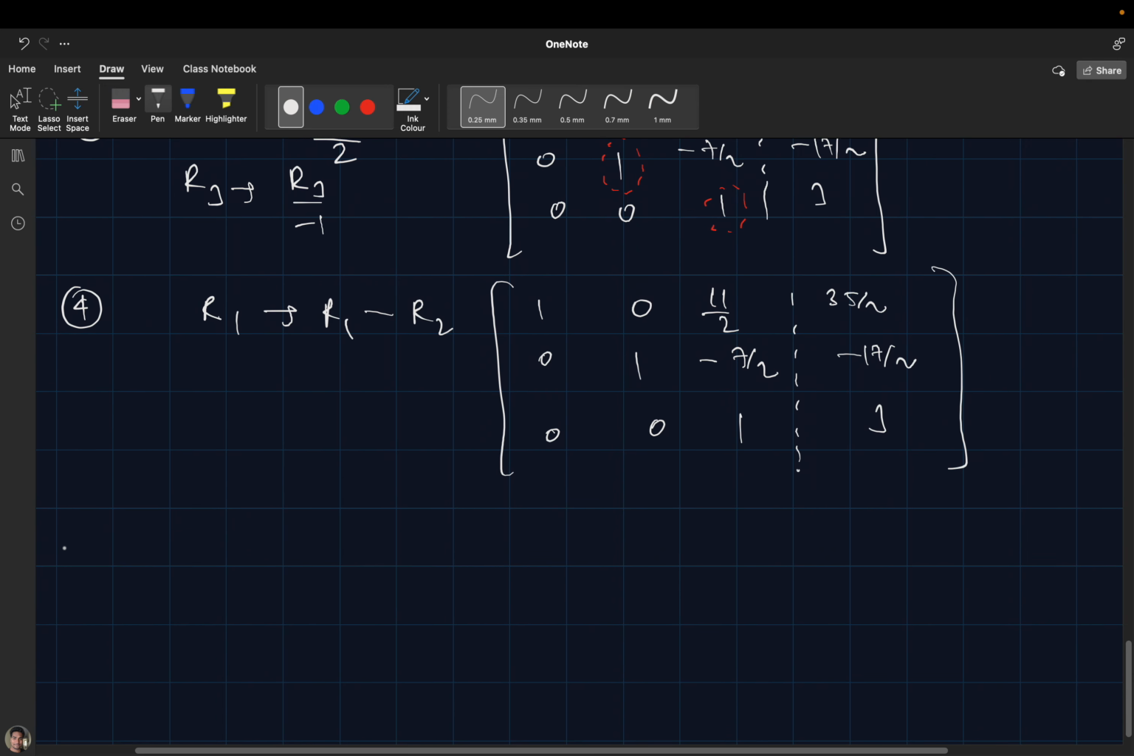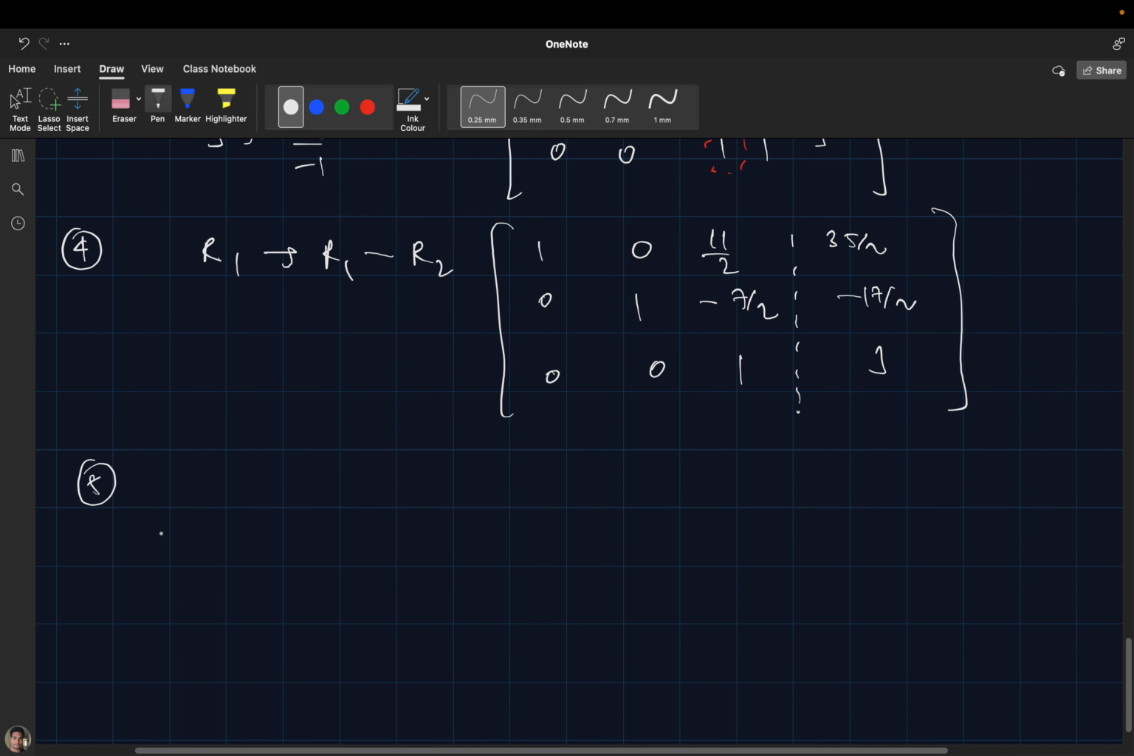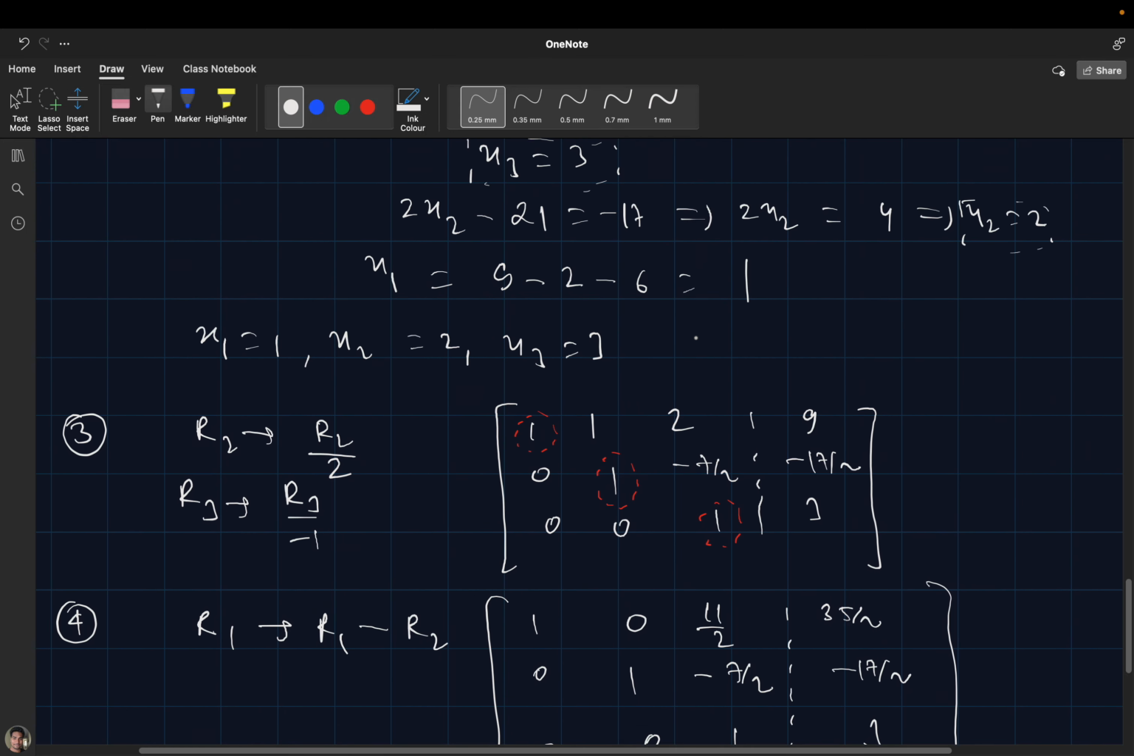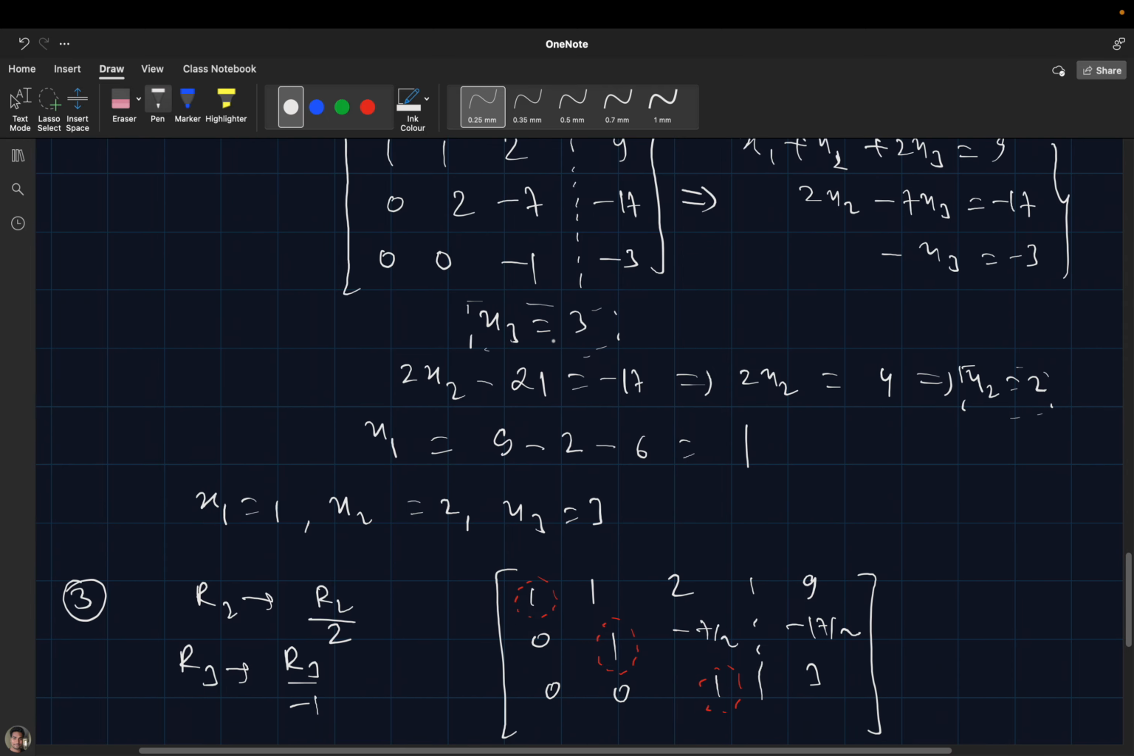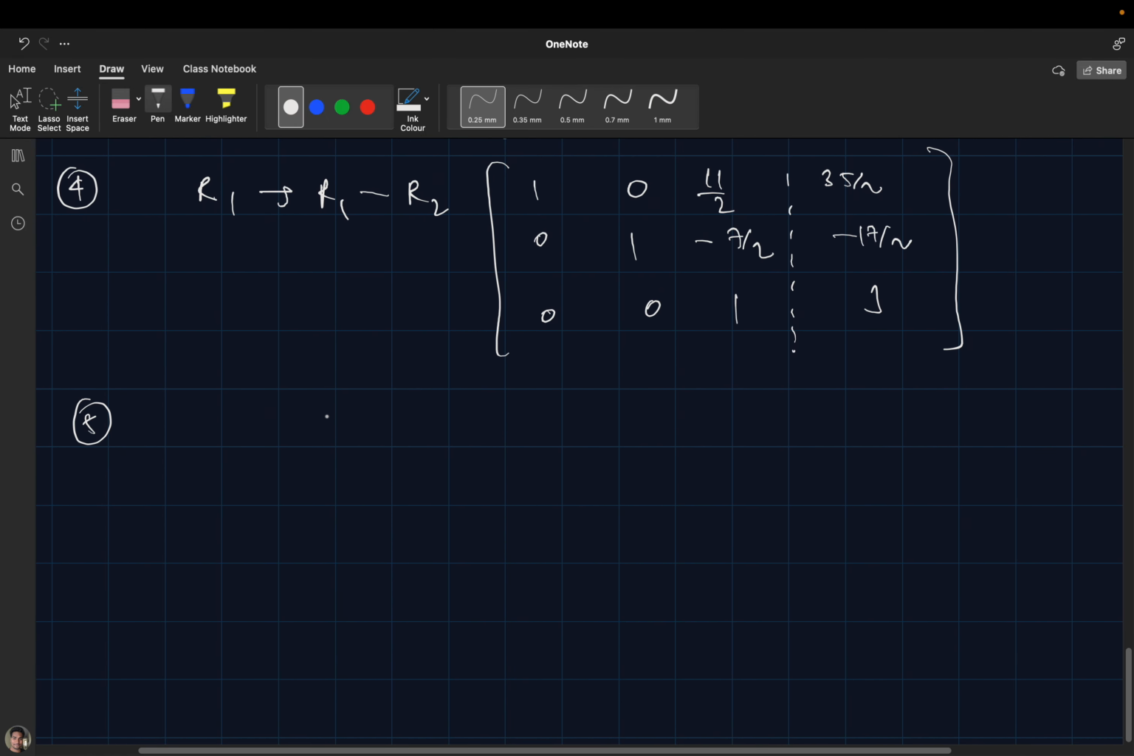Now I will do the fifth operation. Can someone tell me what I'm doing here? We are making a diagonal matrix. I already made the diagonal matrix, but I'm trying to make it an identity matrix. It is already a diagonal matrix here, and here also every matrix is diagonal now, but I'm trying to make this an identity matrix.